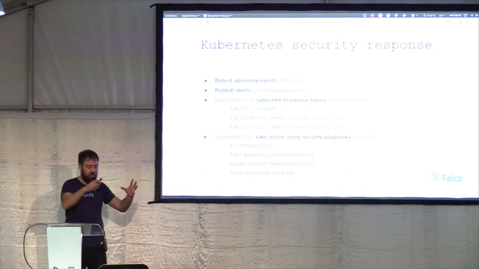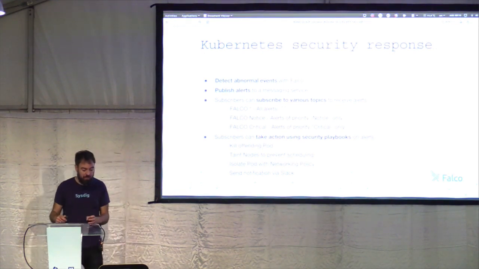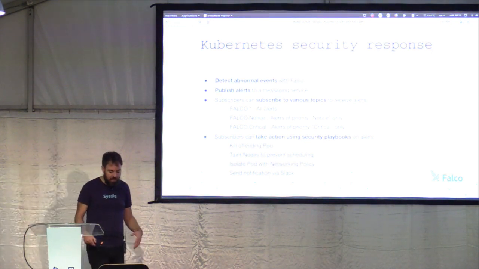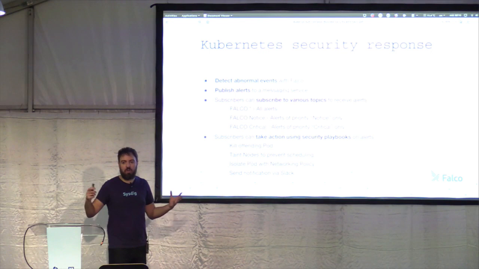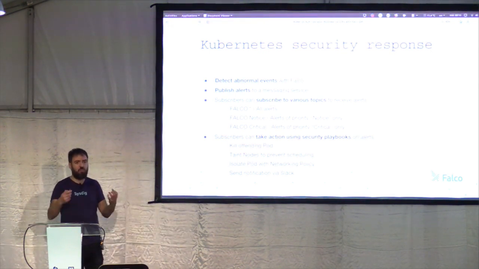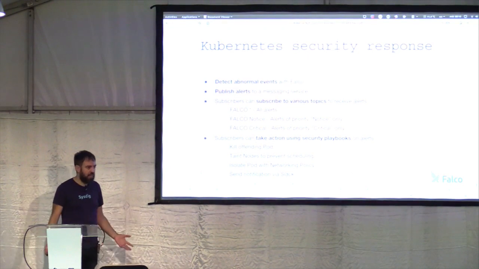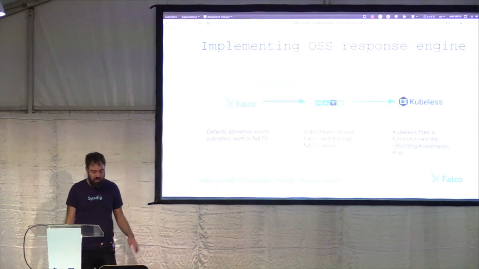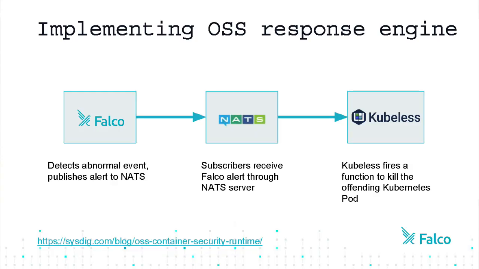The idea is Falco will detect anomalous activity. We will publish the event, the alert somewhere. You have different other security software or other software components to subscribe to those events and react. And we can do very cool things reacting to Falco events. We'll get into some examples in a second. Basically, this is the idea.